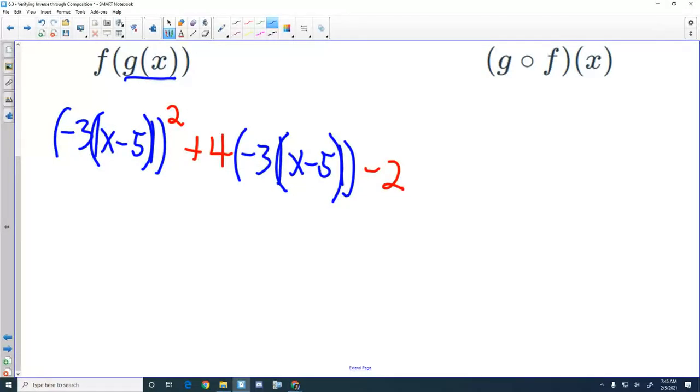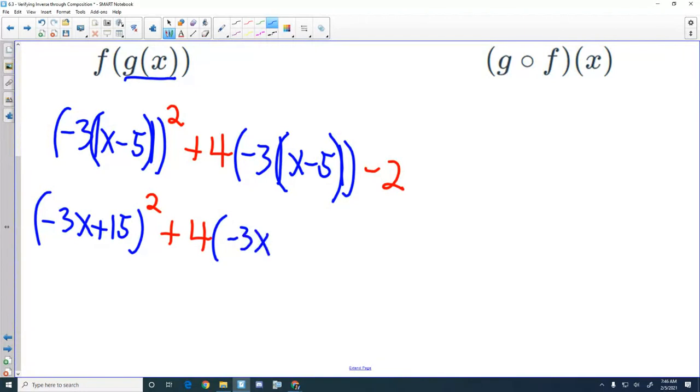So with those being parentheses, now we can distribute it and write it as negative 3x plus 15, squared, plus 4 times negative 3x plus 15, minus 2. Ooh, 15. What's 15 squared? Anybody know? 225.